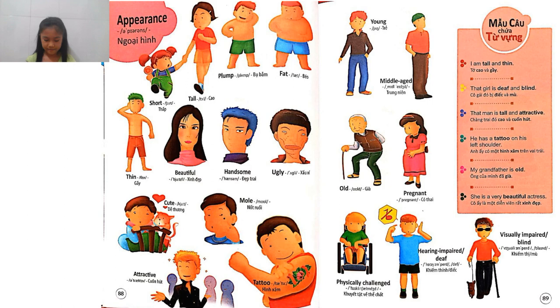Next is visually impaired or blind. Blind are people who can't see anything. Did you ever think about what blind people see when they are blind like this? Maybe you would think, okay, maybe they see the black color. No, that's wrong. Now, just try to close one of your eyes.